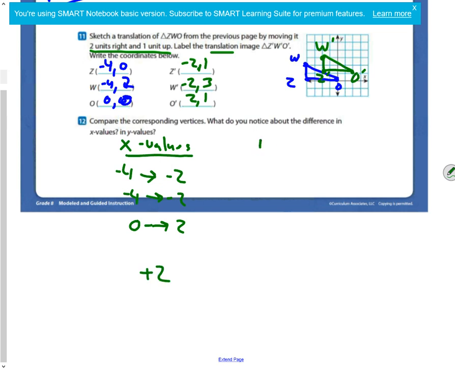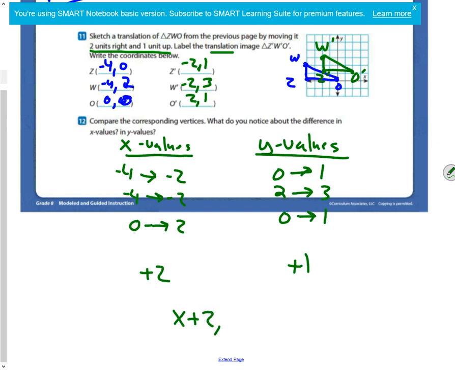And if we look at the y values, it went from 0 to 1, from 2 to 3, and from 0 to 1. What do you notice changed with all of the y values? They were all up 1. And that is where the notation that we've been talking about each day comes into play. The x values were plus 2. The y values were plus 1 when you go right and up.